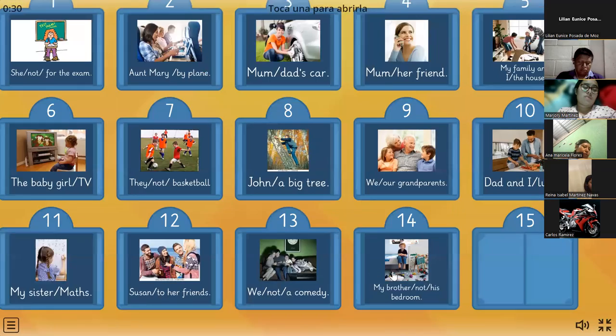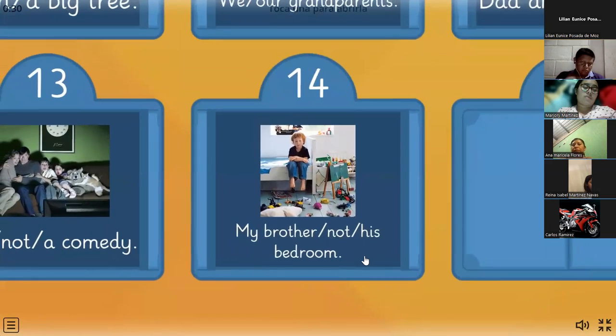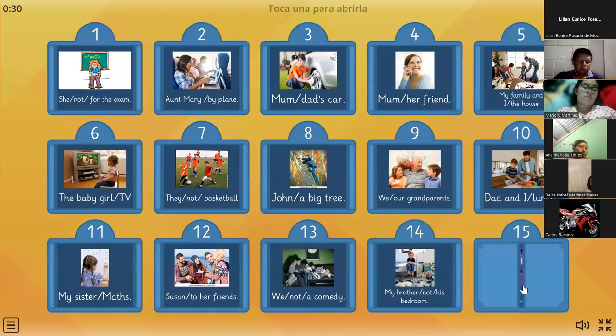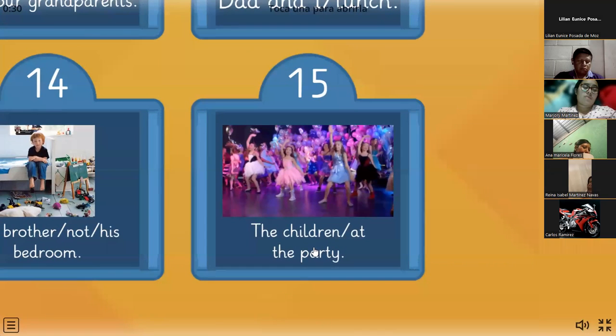Entonces, al final, ¿cómo quedaría? Cualquier verbo que le dé sentido a la oración. Que él no limpió, no organizó, no recogió los juguetes. Okay. Cualquier verbo que usted quiera decir que le dé sense to the sentence, okay? Okay. Good. And number 15. Who wants to do it?